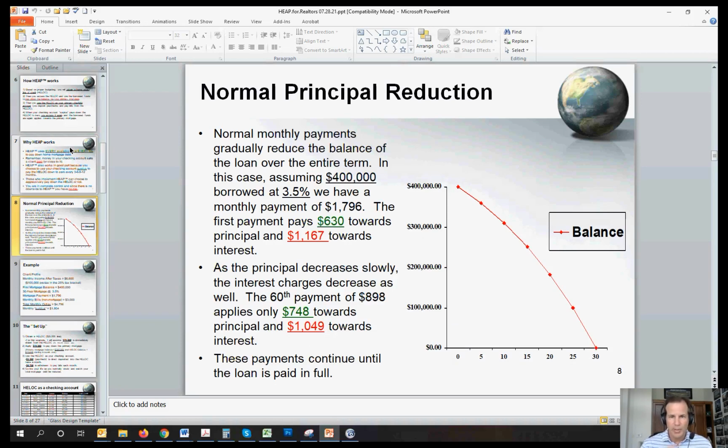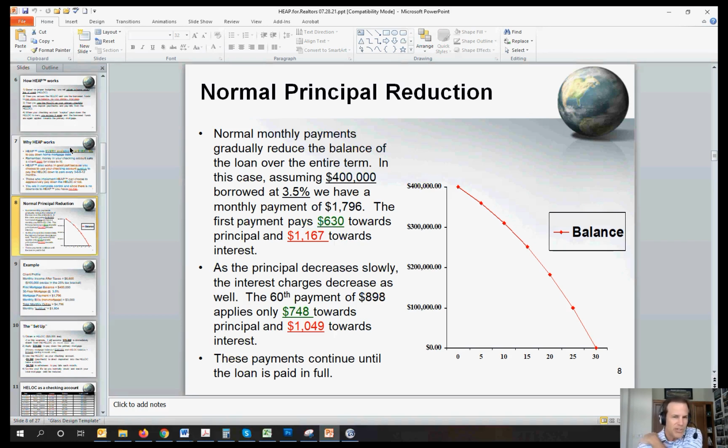So if we go through a quick example, I've got a $400,000 mortgage. If I borrow it at 3.5%, and it's a 30-year mortgage, I'm going to have a monthly payment of about $1,796 a month. It's really depressing when you look at this as a first-time homeowner. Of the $1,796, only $630 the first month is going towards principal. Everybody gets totally depressed looking at that, and then they see that $1,167 goes towards interest. Well, that's what happens when you get a mortgage. That's why people don't like their mortgage. That's why people want to pay it off.